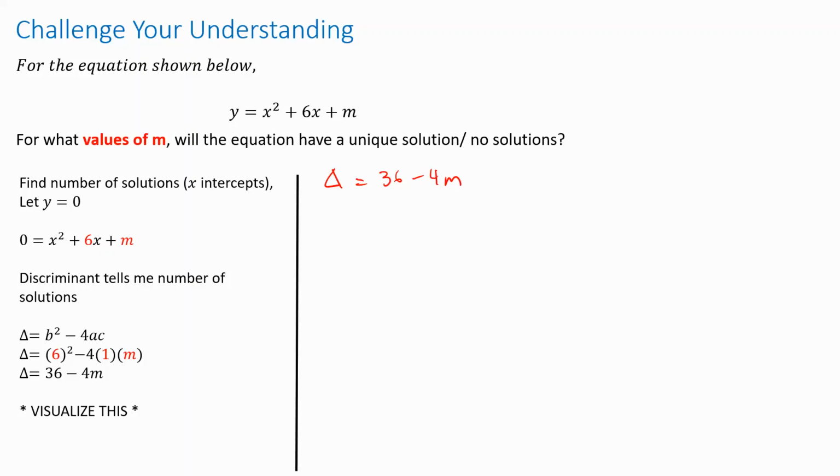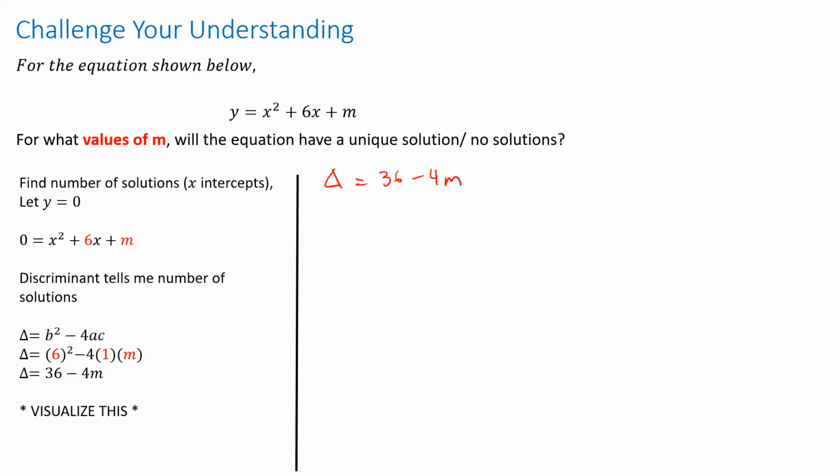What does that mean? Now, if I told you that I wanted 1 axis intercept, what do you need? Going back to what you just saw, b squared minus 4ac has to be what to have only 1 axis intercept? Negative? Has to be 0. If it's negative, square root of negative is undefined. That means no axis intercepts. If it's positive, square root of that will give you 2 axis intercepts. True? So the only way to get 1 axis intercept is if this equals 0.